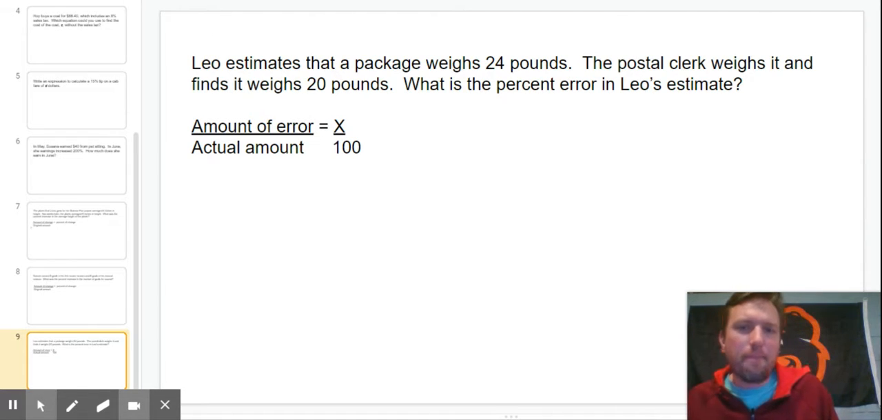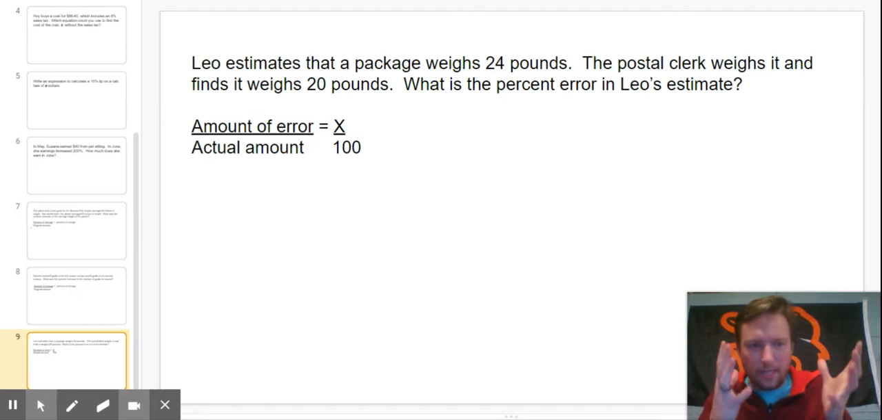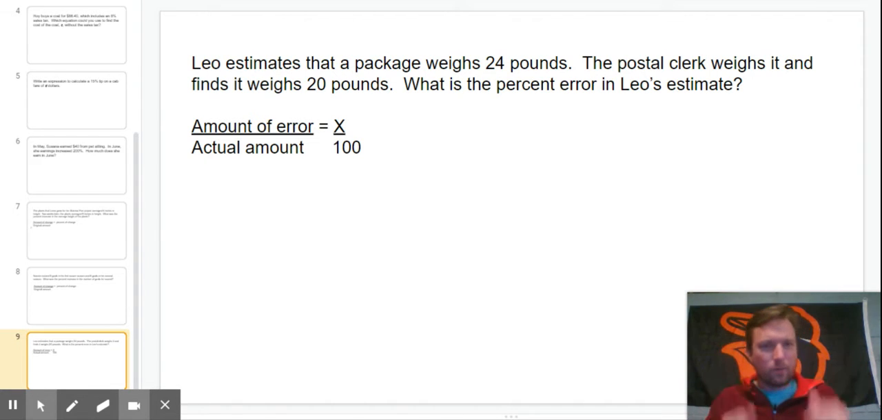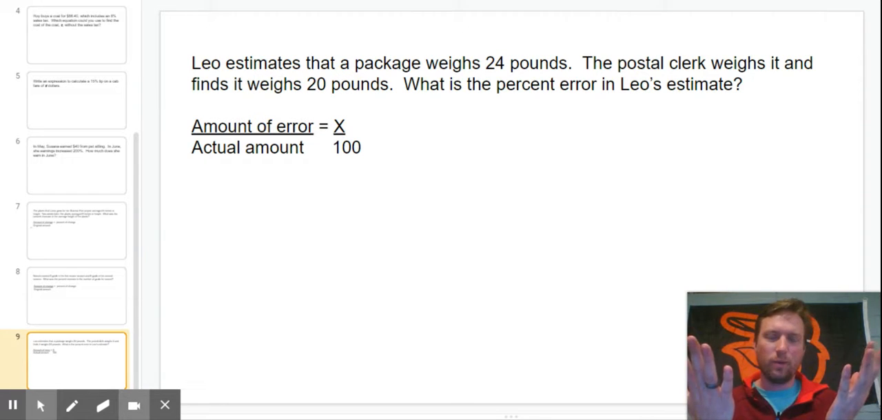Leo estimates that a package weighs 24 pounds. So he's picking it up like, yeah, I think this weighs 24 pounds. He takes it to the post office and the postal clerk weighs it and says, I don't know, Leo, this package, according to my scale, weighs 20 pounds. So the question is, what is the percent error in Leo's estimate? He thought it was 24, but it turns out that it was really 20.